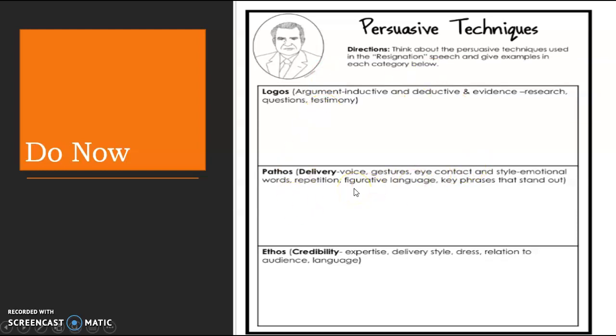Secondly is pathos. Is he using emotion? We see that with his delivery, voice, gestures, eye contact, repetition, figurative language, anything like that. And then finally, ethos is the idea of credibility. Does he cite anyone's expertise? Are there expert witnesses? Also, his delivery style as a president. Does he present himself as a credible person? How does he relate to the audience? And what kind of language does he use?